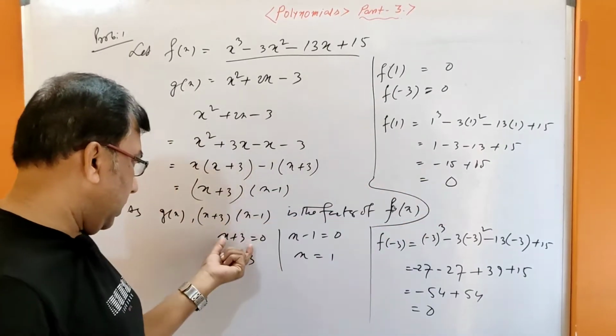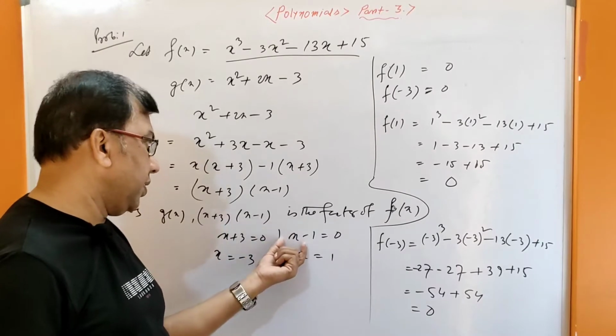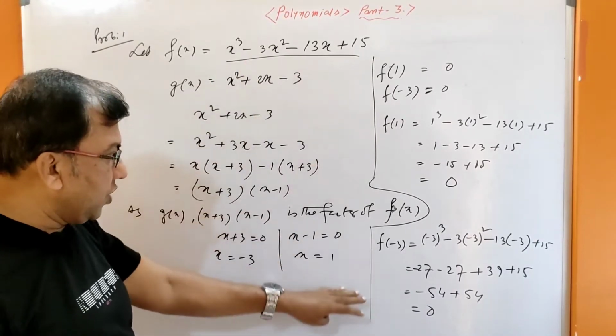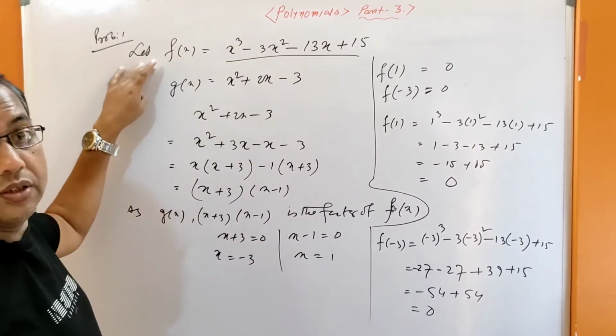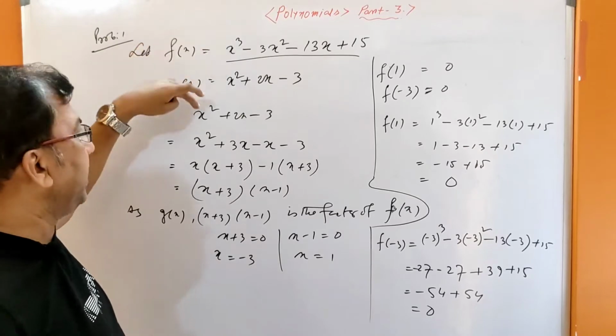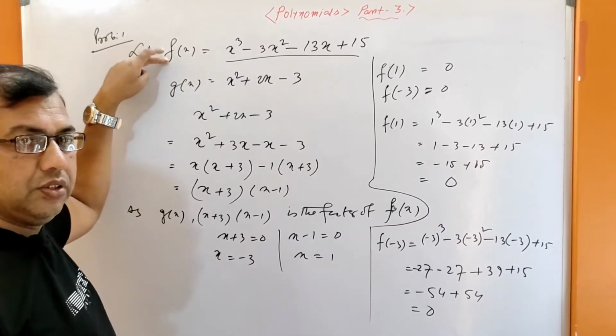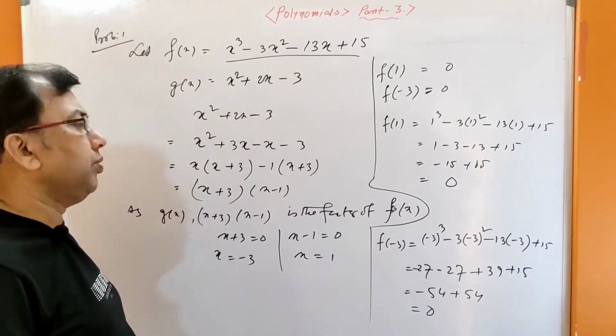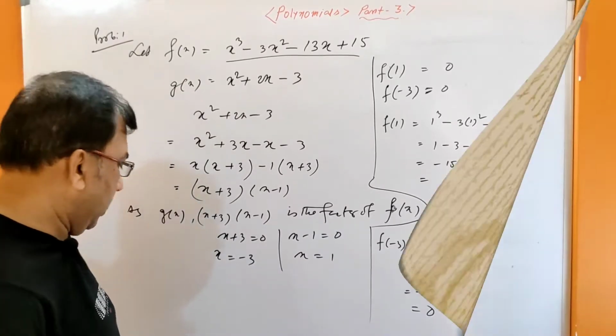Clear? That means this is a factor and this is a factor. So without actual division, we can prove that g(x) is the factor of f(x). Clear? Okay? Do it in this way. This type of sums may come. Next, problem number 2.